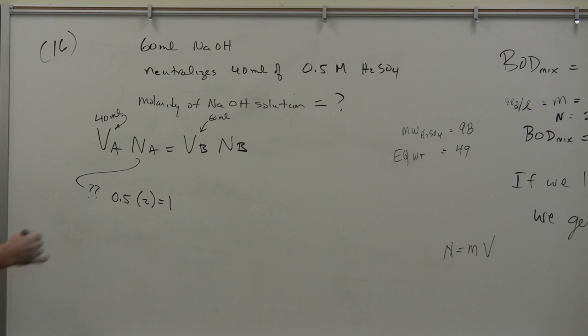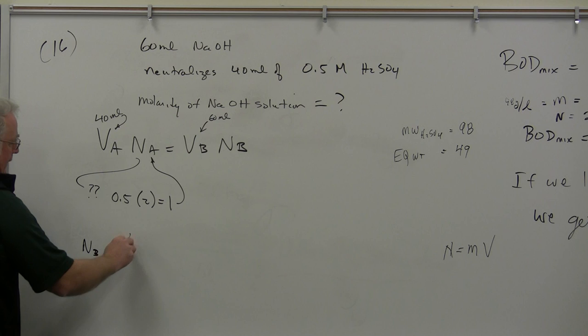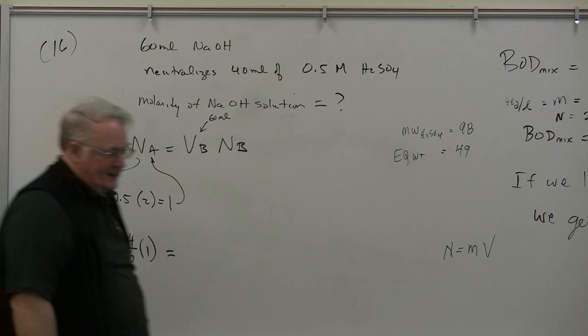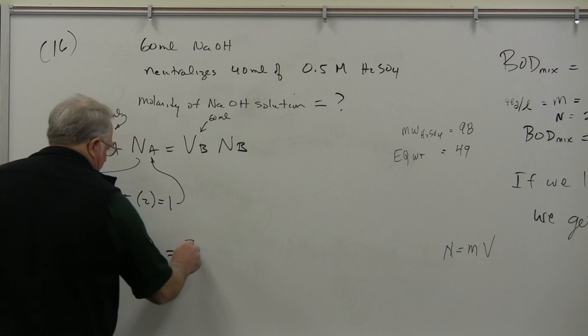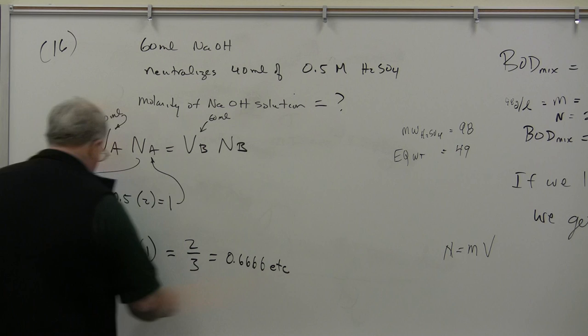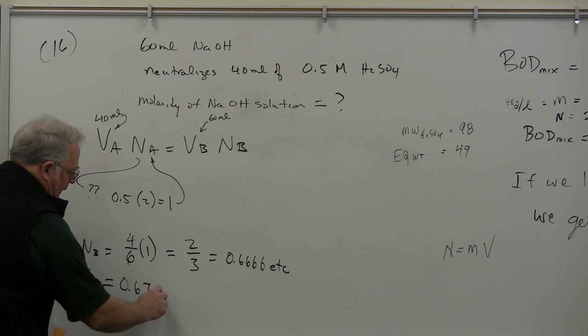So now we plug that into the equation. The normality then is going to be 4/6 times 1. So whatever that comes out to be: 0.67, 2/3, or 0.6666, etc. So 0.67 is the normality of the base. 0.67 normal, and that is answer B.